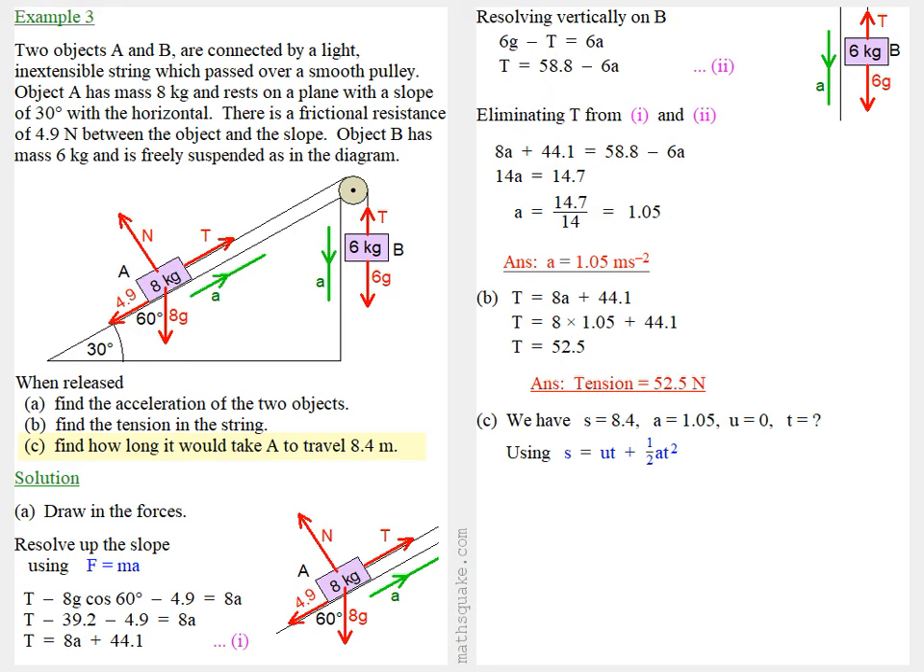So we can use the suvat equation, s equals ut plus a half at squared, to get 8.4 equals 0 plus 0.5 times 1.05 times t squared. And that gives us t squared is 8.4 over 0.5 times 1.05, which works out to be 16. So t is the square root of 16, which is 4, and so the time is 4 seconds.